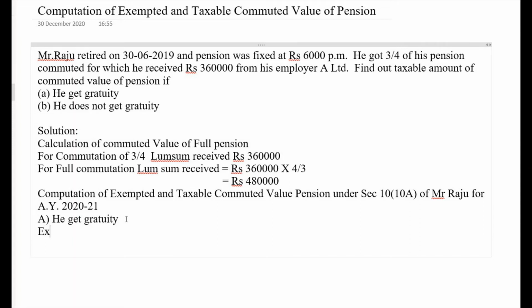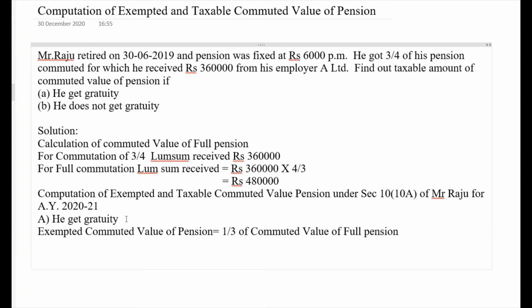So therefore, exempted commuted value of pension equals 1/3 of commuted value of full pension. So now we have calculated the full commuted value here. So that's equal to 1/3 of the commuted value we have got here, 4,80,000. So that comes to rupees 1,60,000.